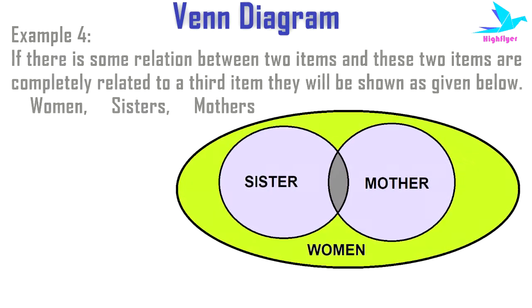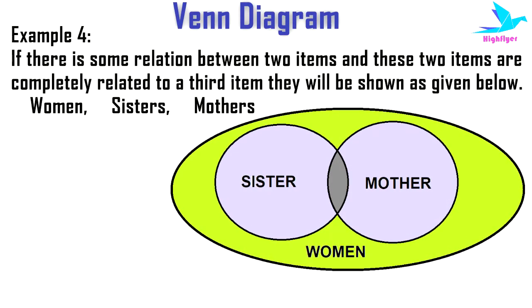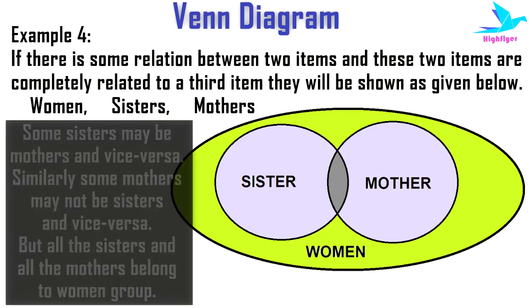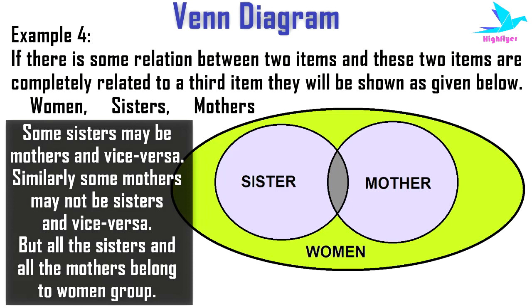Example 4. If there is some relation between two items and these two items are completely related to a third item, they will be shown as given below. Women, sisters and mothers. Now here some sisters may be mothers and some mothers may be also sisters. Similarly, some mothers may not be sisters and some sisters may not be mothers, but all the sisters and all the mothers belong to women group.